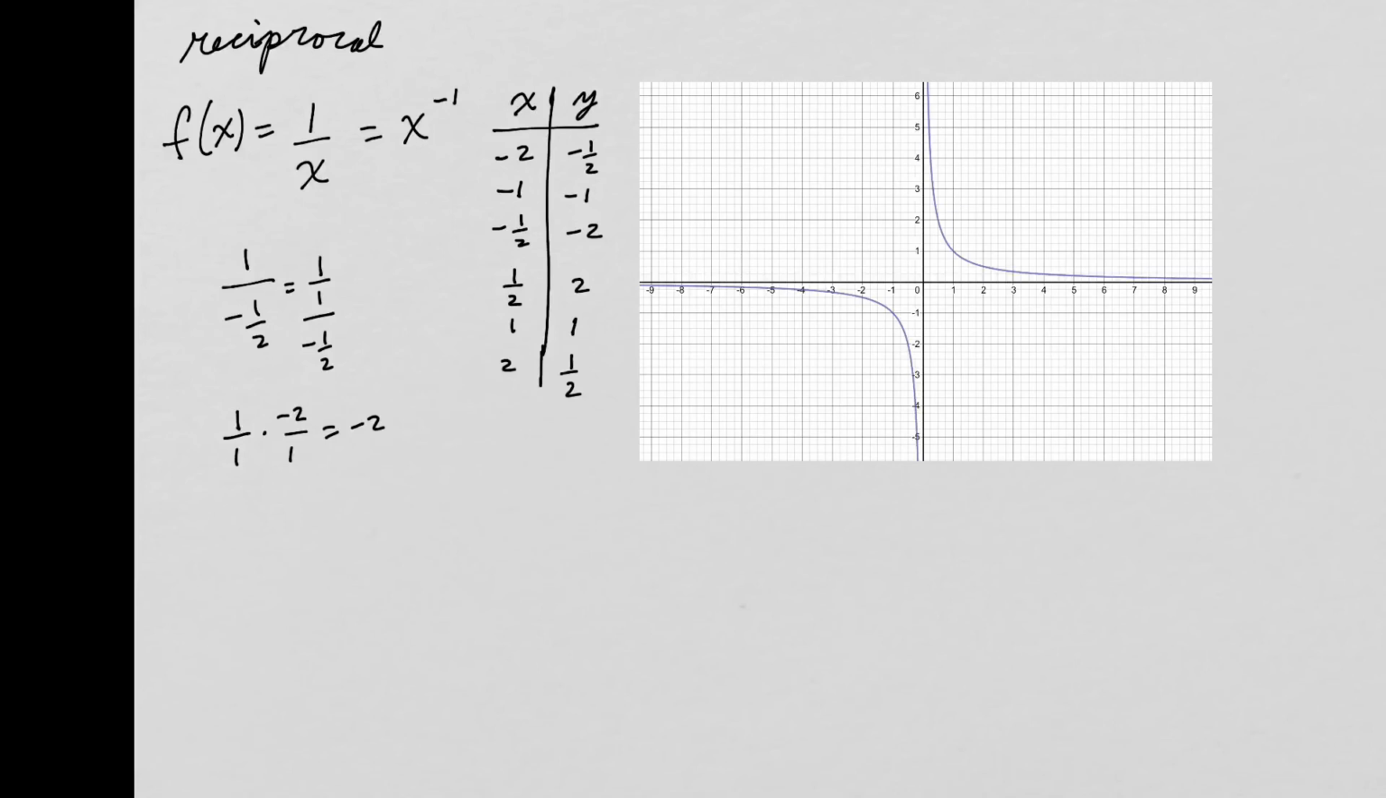And we'll talk about that later. This is what's called a vertical asymptote. I'll talk about that later on in the course. If I go on the other side, if I put in positive a half, my output is 2. 1, my output is 1. 2, my output is a half. So you get this shape. It's called a hyperbola. Okay, the next toolkit function is reciprocal squared.